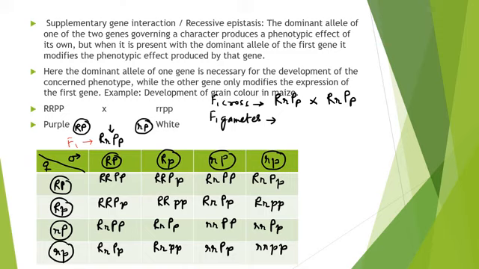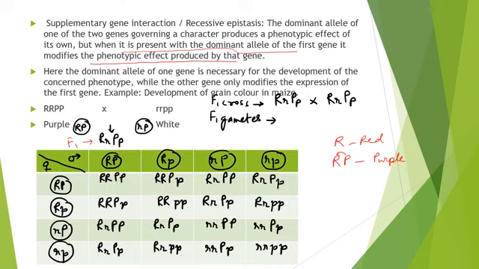Here what they are saying is, the dominant allele of one of the two genes governing a character produces a phenotypic effect of its own. But when it is present with the dominant allele of the first gene, it modifies the phenotypic effect produced by the gene. So suppose capital R has its own expression. Suppose that expression is red. This is what they are saying. But when capital P is there with capital R, P is modifying capital R, so that becomes purple. So P is modifying it. That you have to remember.